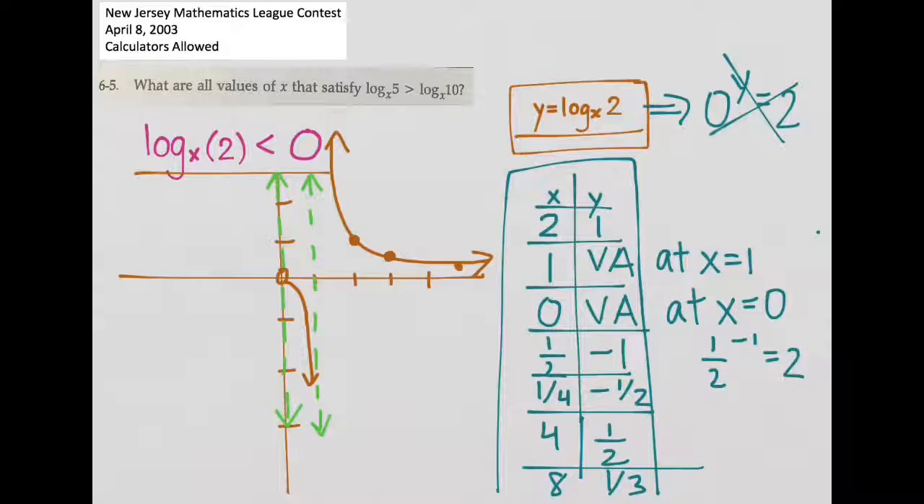As seen in the graph, the values of x for which y is negative is whenever x is between 0 and 1. But remember, it doesn't include 0 or 1 because at 0 and 1, y is undefined. So our answer is x is greater than 0 but less than 1.